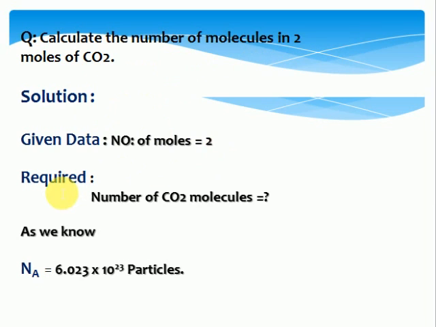What is required? We are going to convert these 2 moles of carbon dioxide into number of particles, or you can say that we are going to find out the number of particles in 2 moles of carbon dioxide. So number of carbon dioxide molecules are unknown. As you know that Avogadro's number is equal to 6.023 × 10^23 particles.